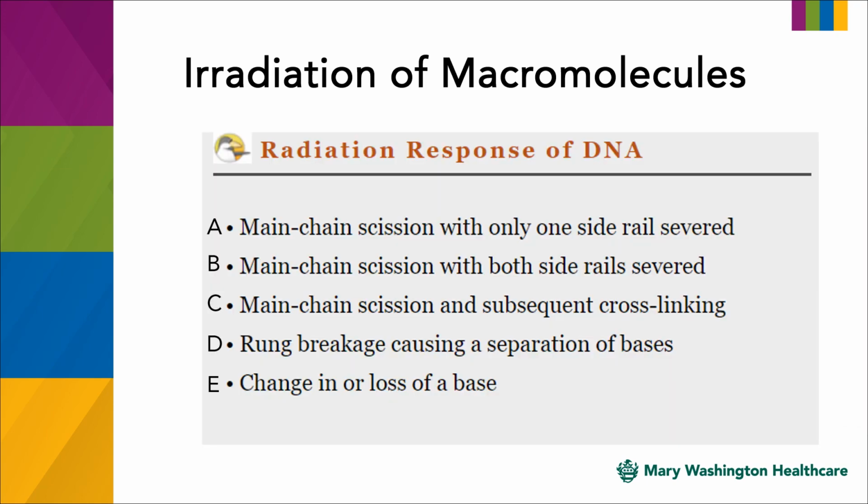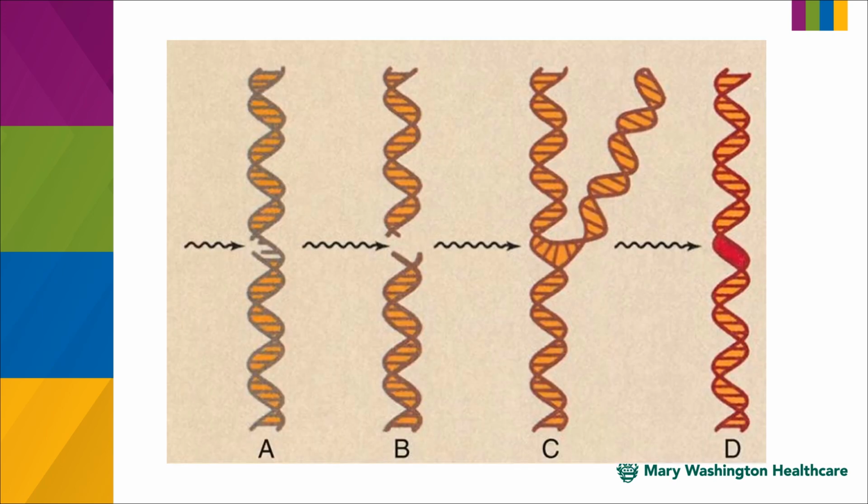For radiation responses of DNA, we have 5 of them. The first one, A, is main chain scission with only one side rail severed. B is main chain scission with both side rails severed. C is main chain scission with subsequent cross-linking. D is main chain scission causing separation of bases, and E is a change in or loss of a base. Let's take a look at these.